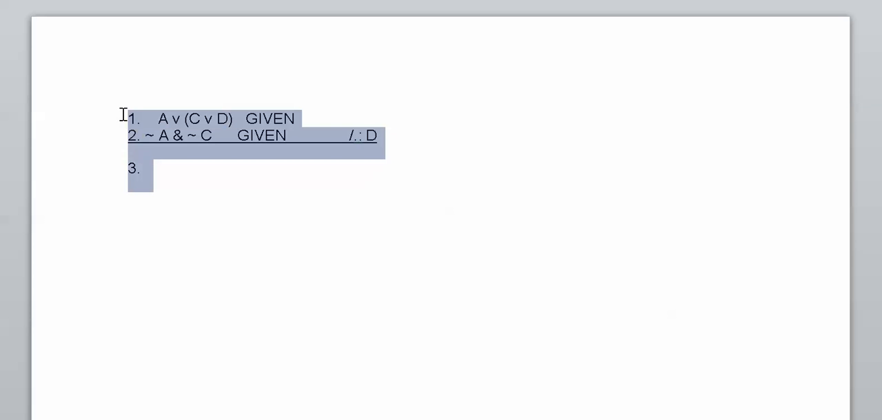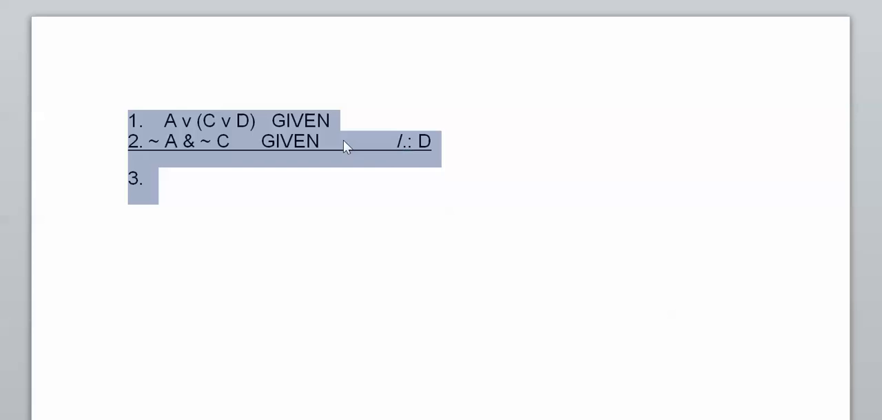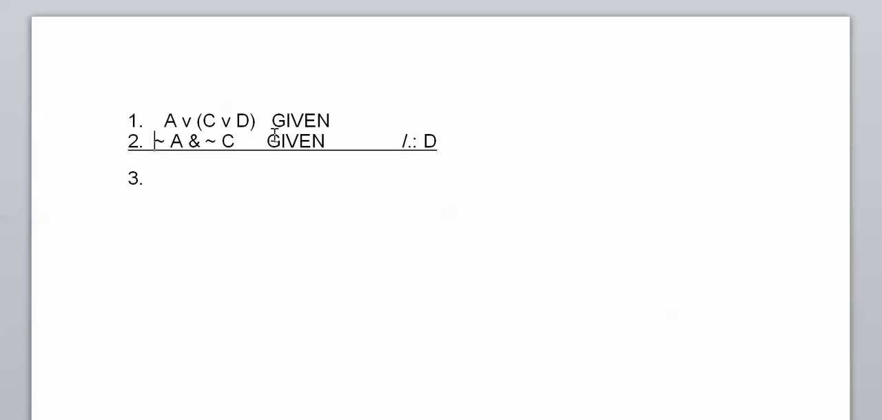So, here I'll make this a little bit bigger. You can see we have two premises, A wedge, C wedge D, and we have a second, not A and not C. We can assume these are true and try to derive D. If we can, then the argument is valid. So here's how we do it.